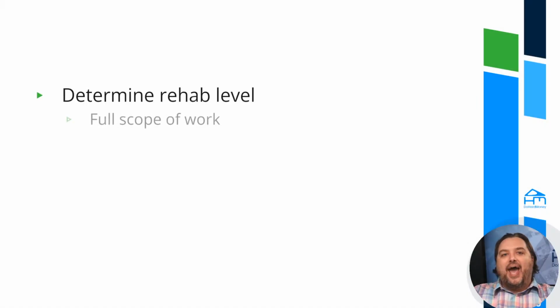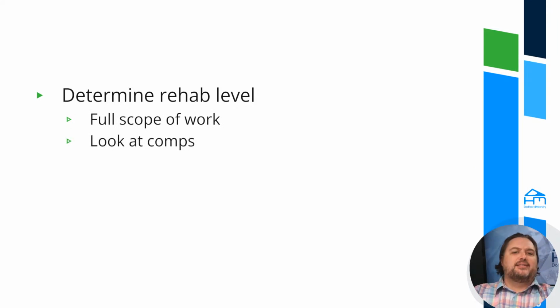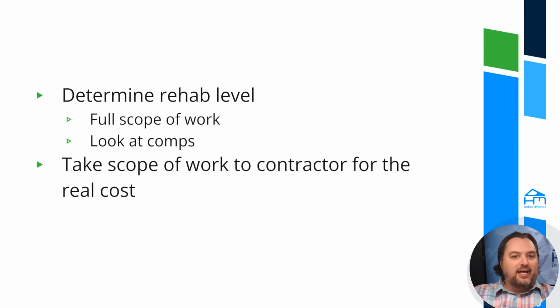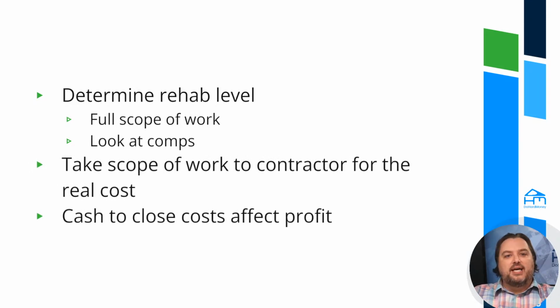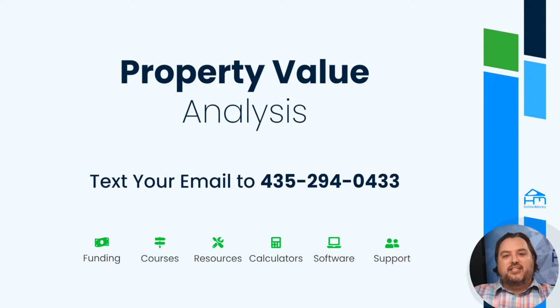And then you determine the rehab level. With that rehab level, you'll talk about the full scope. You'll then look at the comparables to see what your property needs to look like. Then you take the scope of work to a contractor to find the real cost, and then the cash to close and what effect that will actually have on your profit margin. So these are things that we need to look at when you're determining what you can pay for a property in today's market.